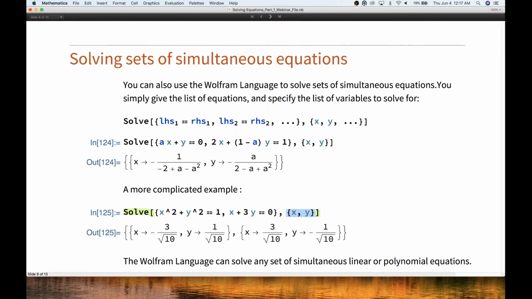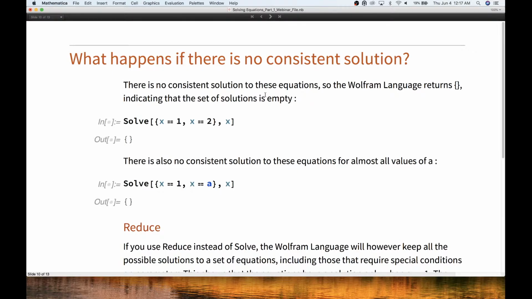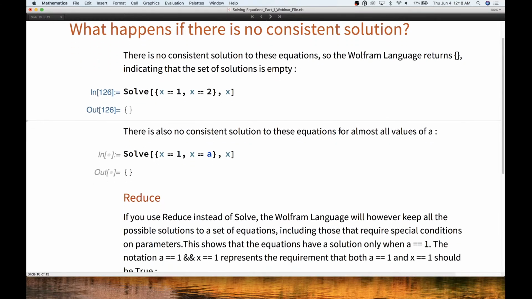So the Wolfram language can solve any set of simultaneous linear or polynomial equations. But what happens if there is no consistent solution? There are certain equations where there is no guarantee that there exists any consistent solution for a particular variable. So for example, in this example, you see there is no solution. So the Wolfram language returns empty brackets, indicating that the set of solutions is empty.